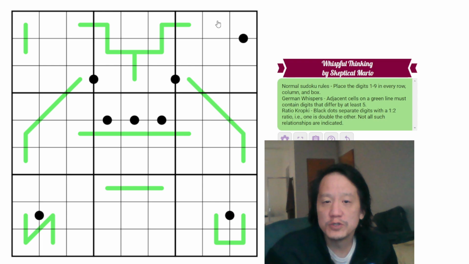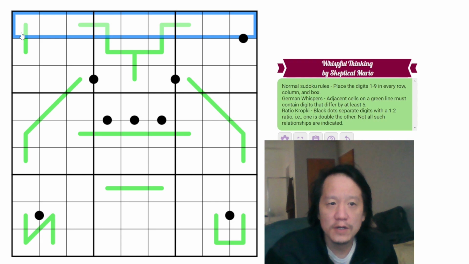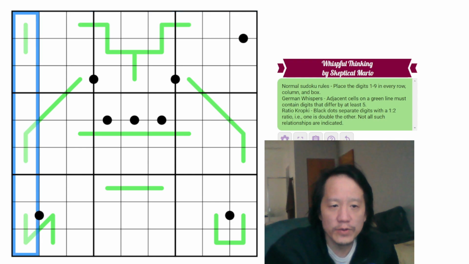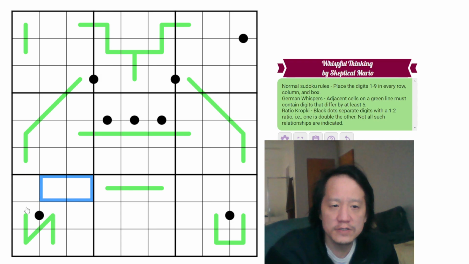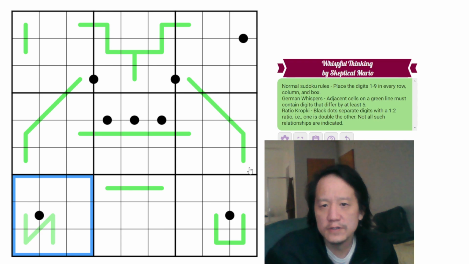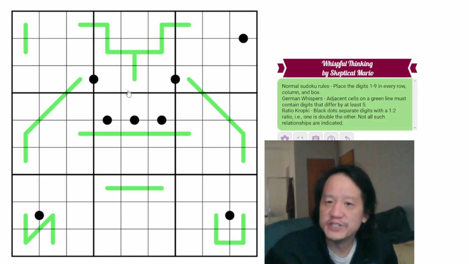Normal Sudoku rules apply. Place the digits 1 to 9 in every row, column, and box. My mouse is acting up a little weird. Actually, it might be just my computer. Anyways, German whispers. Adjacent digits on a green line must contain digits that differ by at least 5.